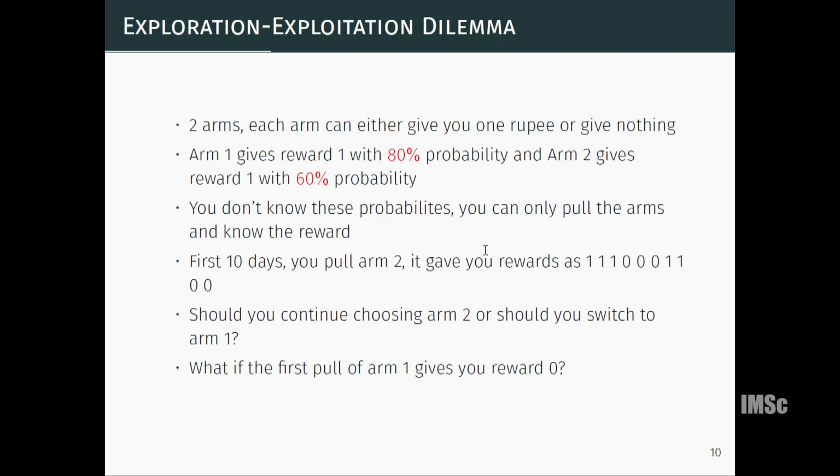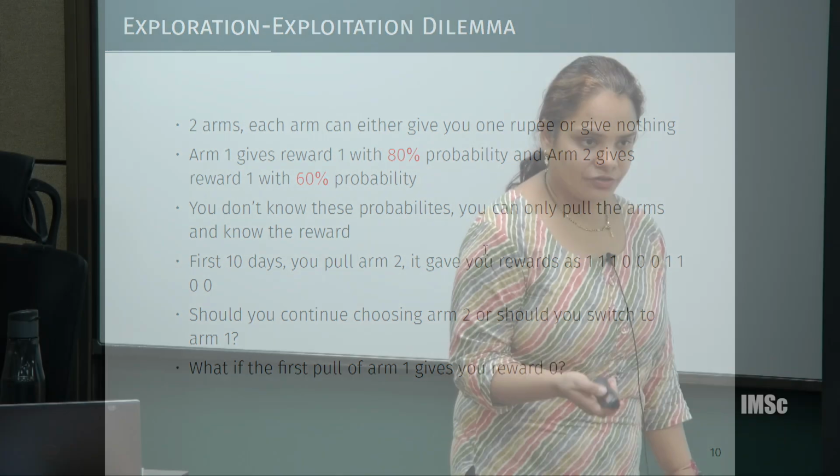Multi-arm bandits, as I have already told you, are famous for something called the exploration-exploitation dilemma. So, what is exploration? Exploration is choosing the arm which you want to explore. You do not have enough information about them, you are exploring to gather enough information, and exploitation is when you are choosing the arm in order to maximize the reward.